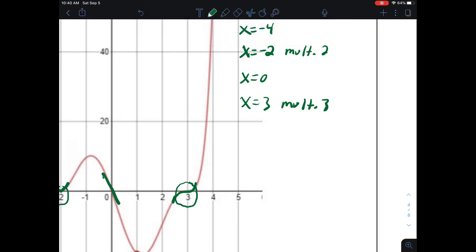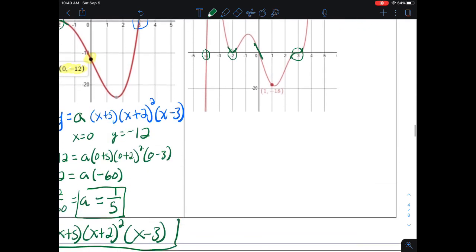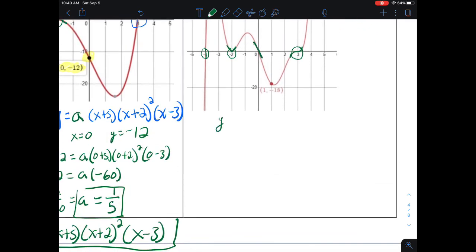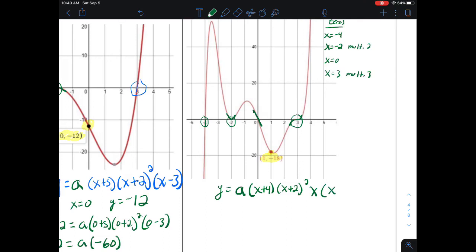And so now we take those zeros, and we're going to write this polynomial in factored form, like we did before. Now, we have to account for the fact that there is a point on this curve that is defined for us to use other than the x-intercepts. So we're going to have to solve for a again. So we're going to say y equals a times, and then we got to construct these factors. So it'd be x plus 4, x minus 2 squared, or x plus 2 squared, and then x minus 3 to the third.